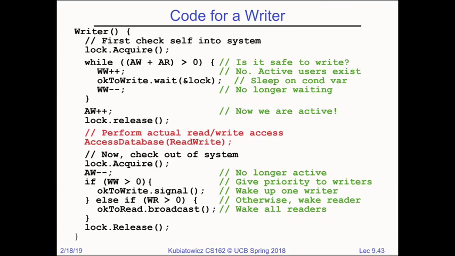So therefore, by the time we release the lock there and get into the database, we know for a fact there are no readers or writers that are actively using the database right now, and we can go forward. So there is no lock around this that's needed. The lock is around the invariant portion at the top and the bottom.